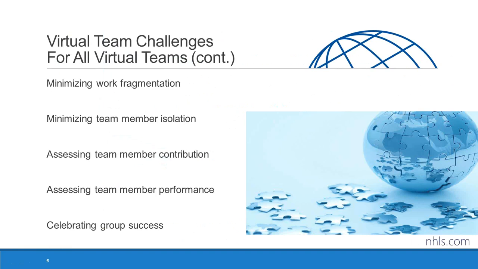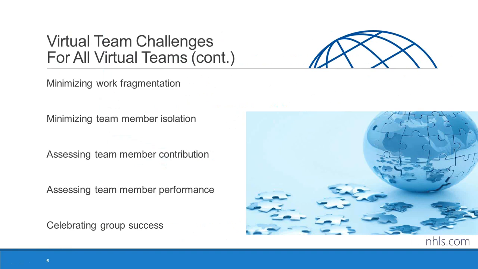The next is team member isolation. This one's huge. If you have one person working in Des Moines and other people at other locations, how do you know that that person in Des Moines is engaged? Or if you are that person in Des Moines, what can you do to feel more part of the group?